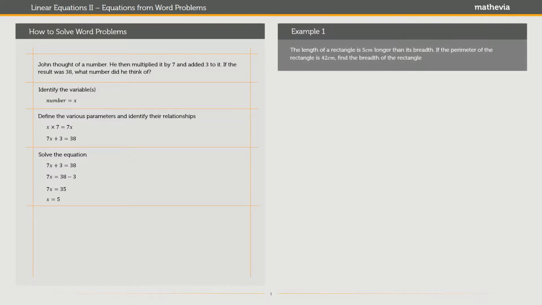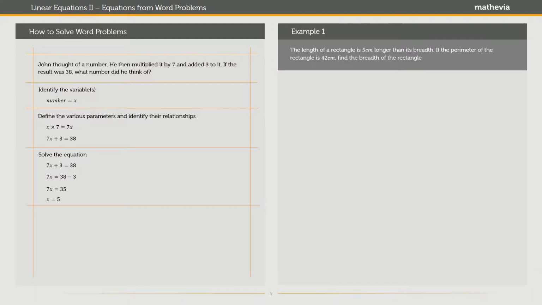Okay, so example 1 says the length of a rectangle is 5 centimeters longer than its breadth. Now if the perimeter of the rectangle is 42 cm, find the breadth of the rectangle. So we have a rectangle here, okay, a rectangle with a length and a breadth. Okay, and we've been told that the length is 5 centimeters longer than the breadth. Okay, and the perimeter of the rectangle is 42 cm. Find the breadth of the rectangle.